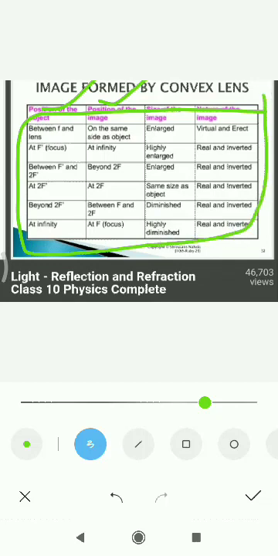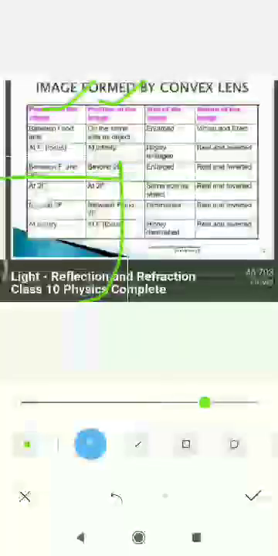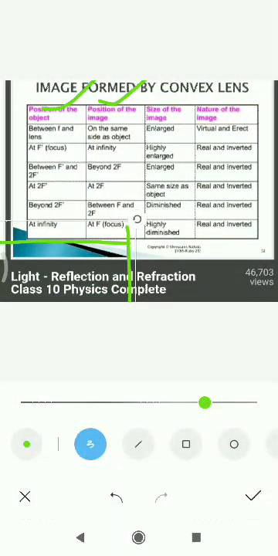If at all you see this, here you have infinity. If the object is at the focus, the image is at infinity. If the object is at infinity, the image is at focus. If it is at 2F, the image is also at 2F. If it is at 2F, it is between F and 2F. If it is between F and the lens, it is on the same side as the object. So again, most things are real and inverted, and few things are virtual, and only one thing is virtual and erect.